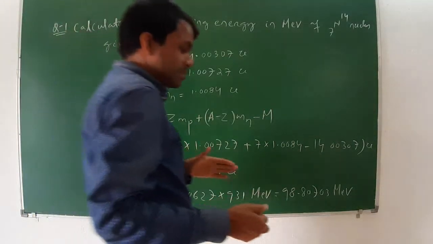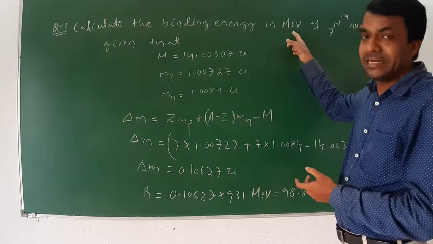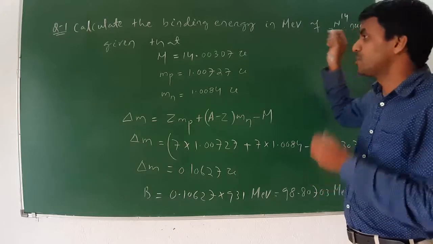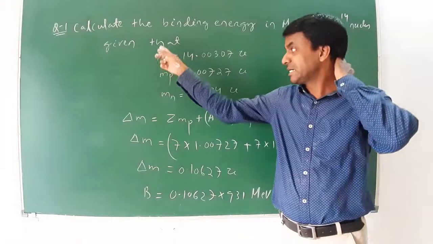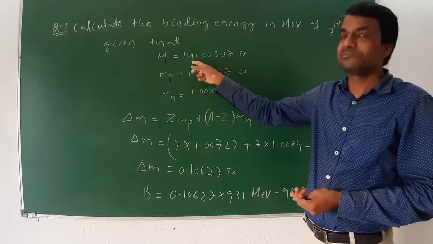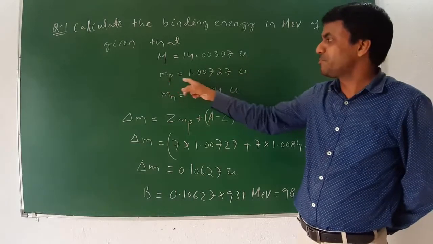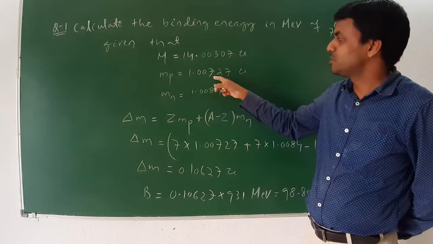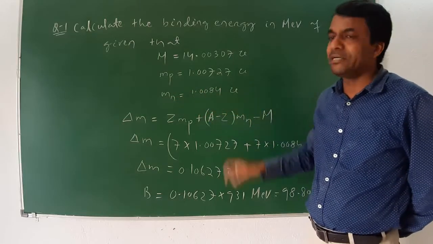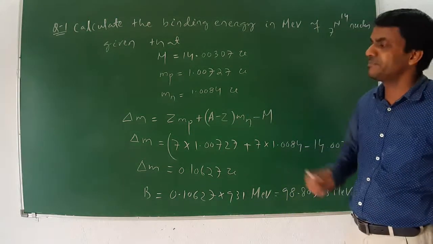Next, let's discuss a question. Calculate the binding energy in mega electron volt of the nitrogen 7N14 nucleus. These are the given values: the rest mass of capital N is equal to 14.00307 u, the mass of proton is equal to 1.00727 u, and the mass of neutron is 1.0084 u, in atomic mass units. These are the given things.